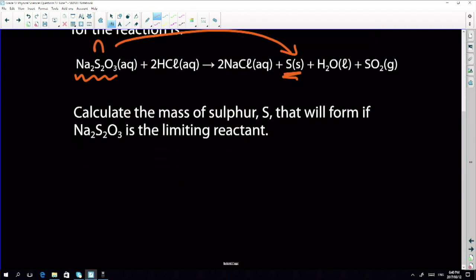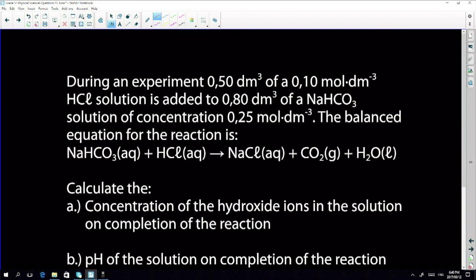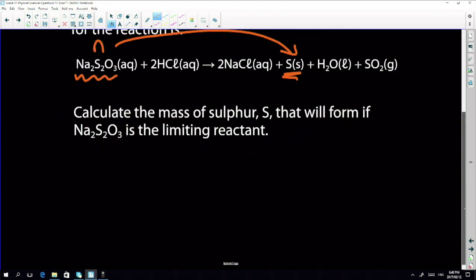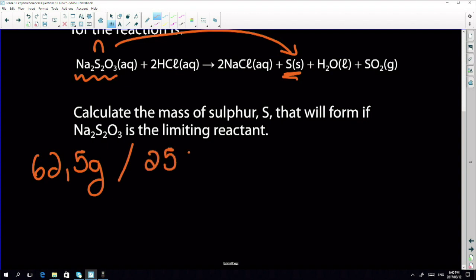So, we're just going to do it here. First thing I'm going to do is, so I had 62.5 grams of the sodium thiosulfate in a 250 centimeter cubed container. Now remember, we can't work in centimeters cubed. Concentration is moles per decimeter cubed. So to get centimeters cubed to decimeters cubed, we divide by 1,000.